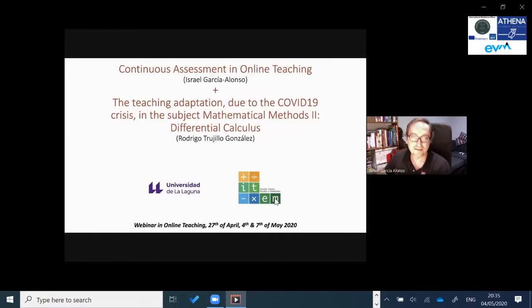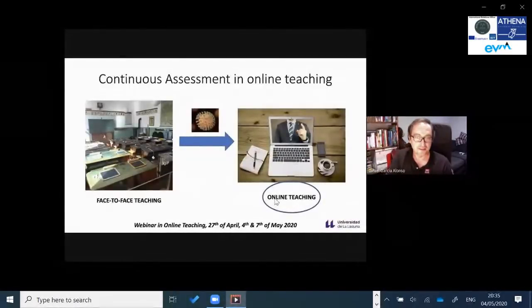So let's start with the continuous assessment and online teaching. Recently, we have to move from a face-to-face teaching to online teaching because of the coronavirus crisis. But this change is not only a change of work environment. It implies a deep reflection if we want to do it in a correct direction. The first point I want you to see is that online teaching focuses a lot on learning. So I prefer to call it remote learning for that.